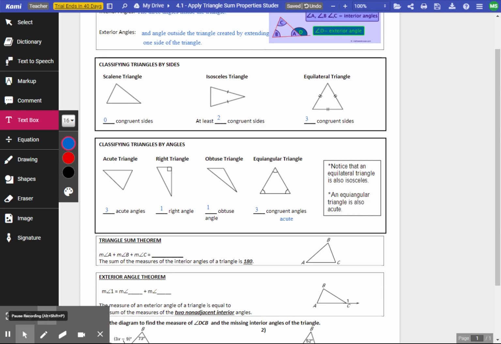If I can hone my video editing skills in a very marginal way, then hopefully next you're going to see a justification for the triangle sum theorem.